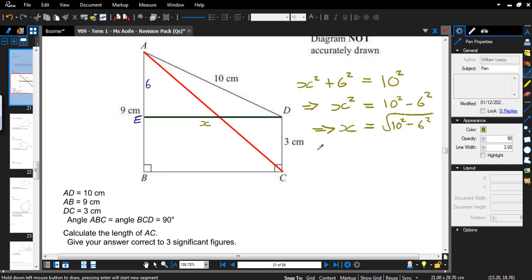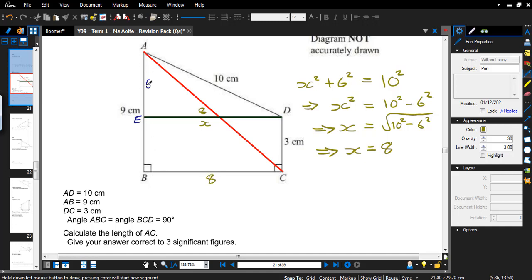This is a standard Pythagorean triangle, in other words, you get whole numbers on each side. When you do that, you get 64. So it's root 64, which is 8. So we know that this is actually 8 now.